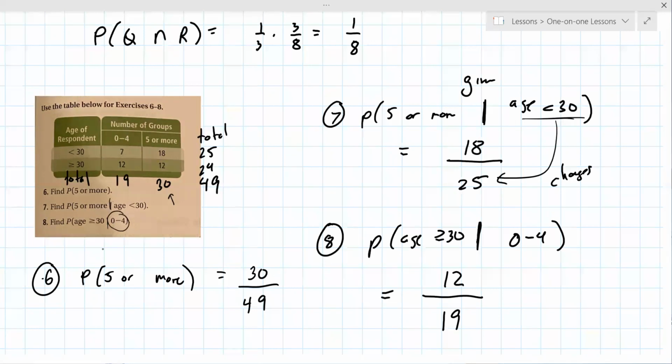Yeah, that makes sense. If you need more than that, we can do more examples. You just tell me what you want.